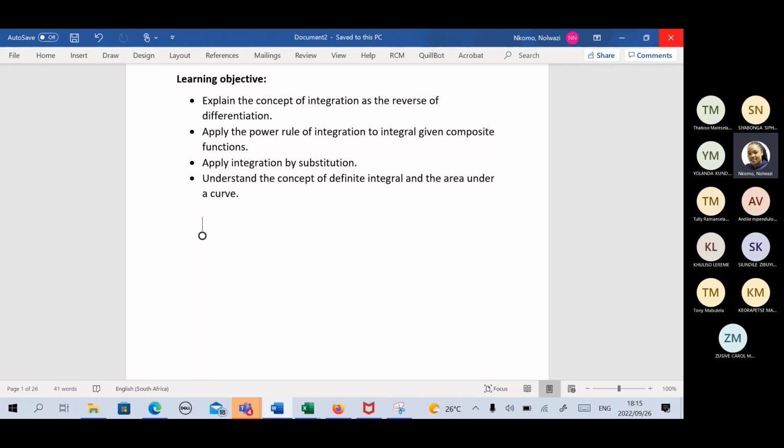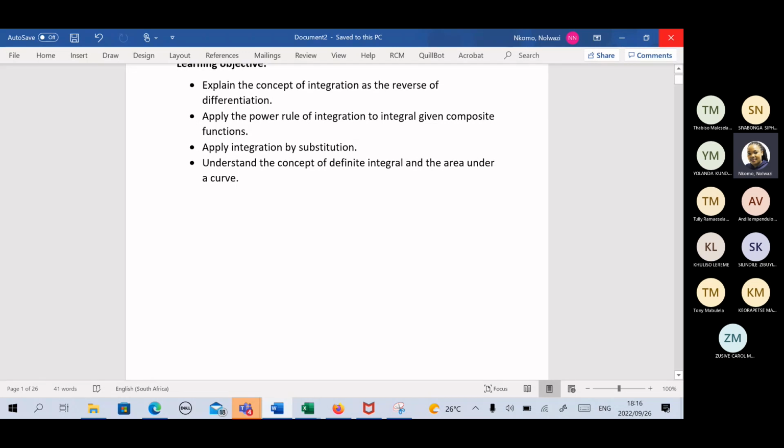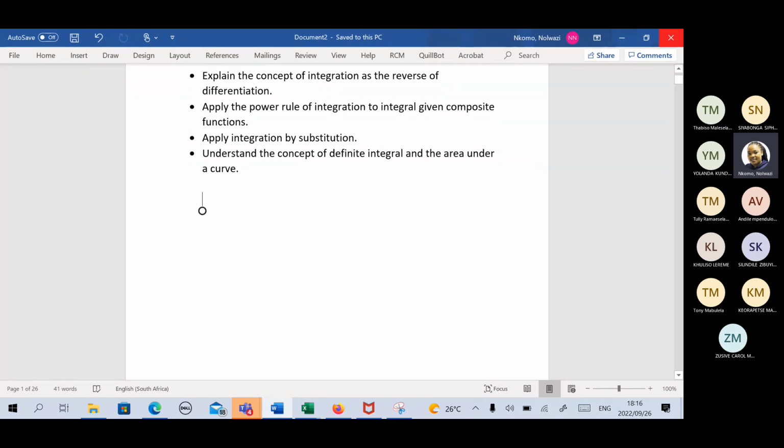Sometimes we encounter operations which are a reverse process of each other. For example, we have addition, which is the reverse process of subtraction, and we have multiplication as the reverse process of division.